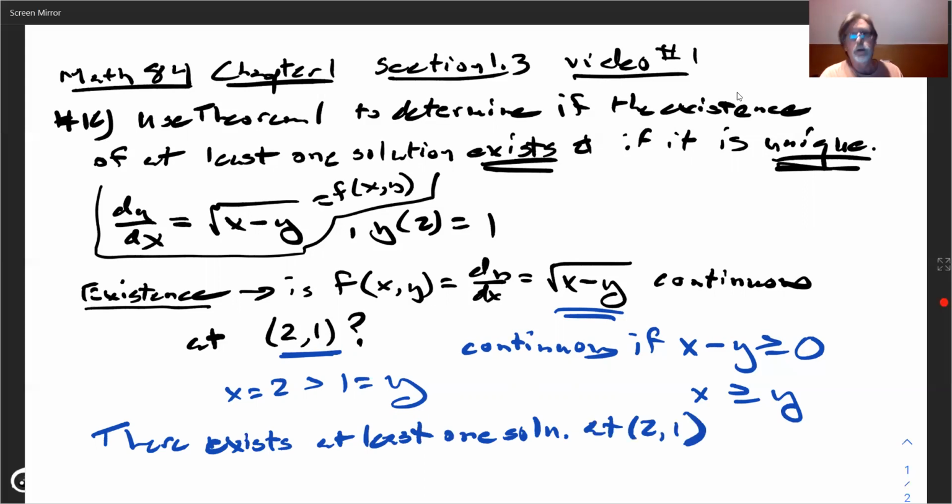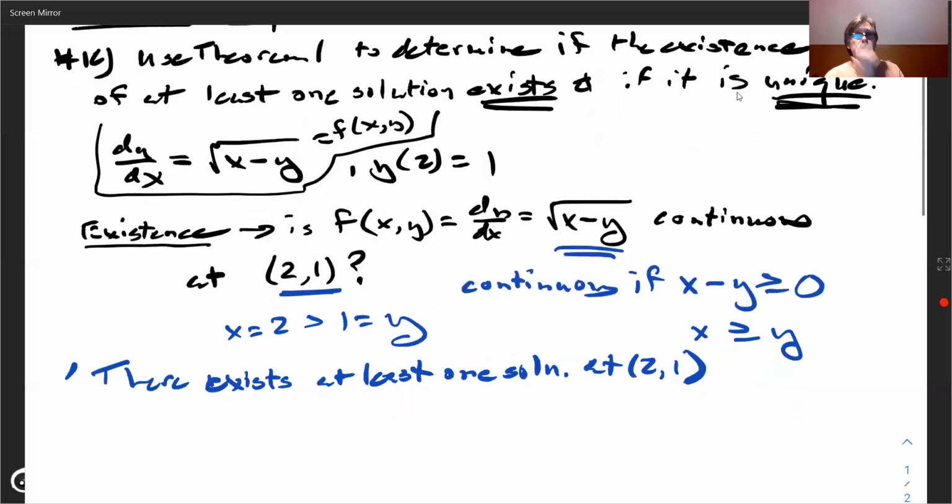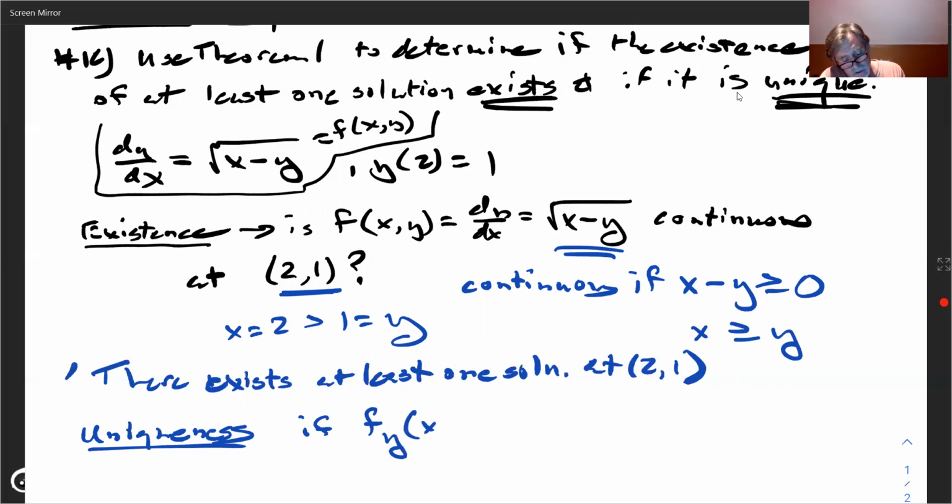So that's the theorem. Okay, hey, I'm not proving that theorem. We're just going to use it. You want to see that proven? You do upper division mathematics and go into those courses, and it's wonderful stuff. Take it from me. Okay, but then there's another part to this. There's uniqueness. Now, I just read it from the book, and I go, well, that's interesting. What they do is they ask, is f sub y of x, y continuous at 2, 1?